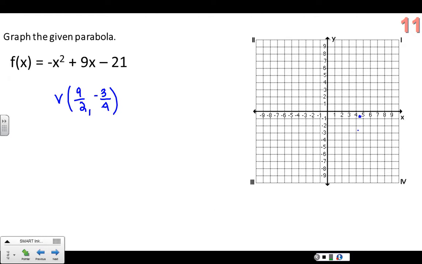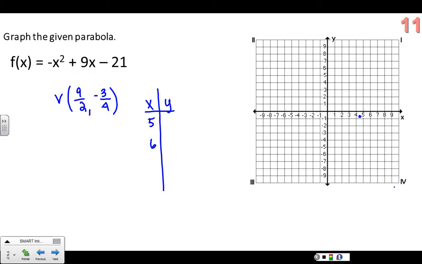Now, since we don't have any x-intercepts, we can't use that concept. We know it's opening downward. Also, the y-intercept would be 0 plus 0 minus 21. Negative 21. It's not going to cross the y-axis till way on down further at negative 21. So I'm going to use a t-chart to help me get the other points on the graph. Since my vertex is at 4.5 on the x-axis, I'm going to pick a couple of points to the right or to the left of 4.5 to make a t-chart. So I'm going to use 5 and 6 and see what we get.